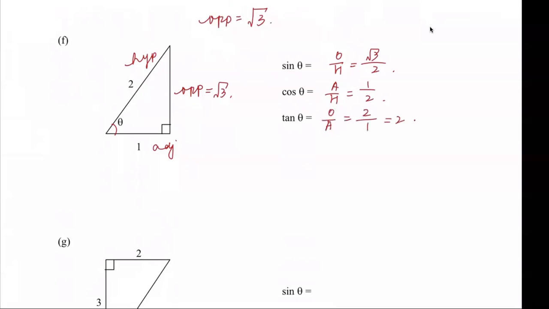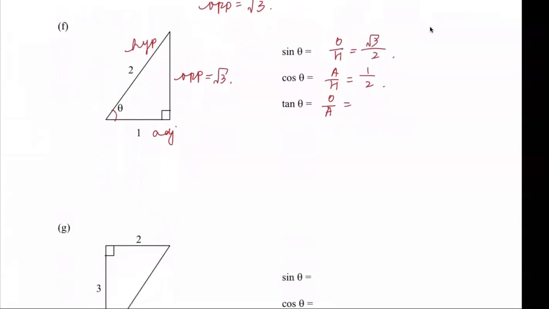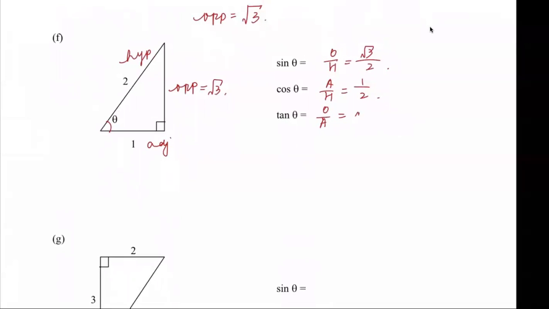Sorry, my bad, I read the number wrong. The opposite side is equal to square root of 3 over 1, which is square root of 3. Just give me one second, let me double check this.